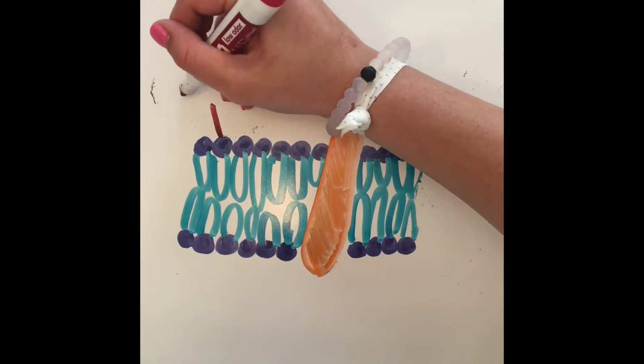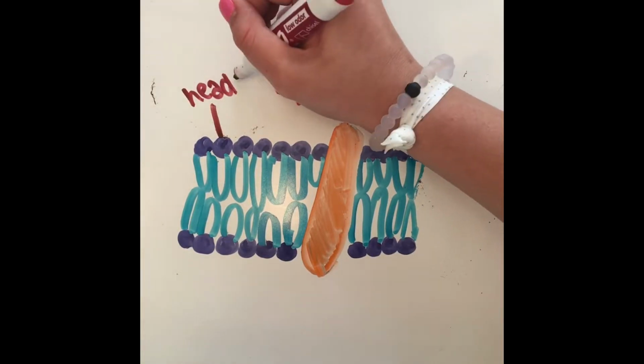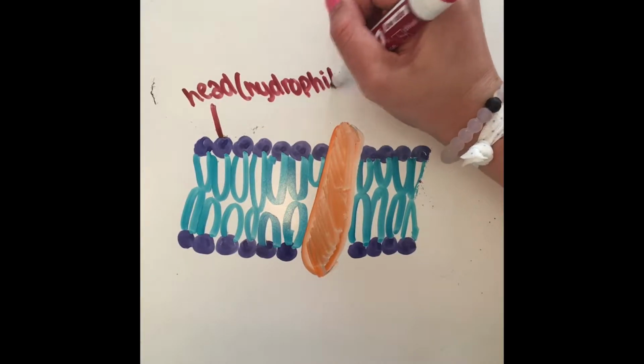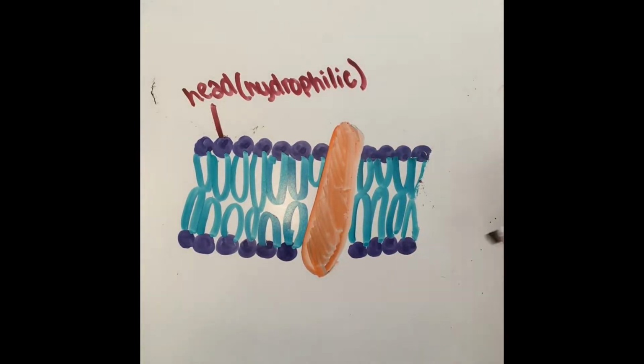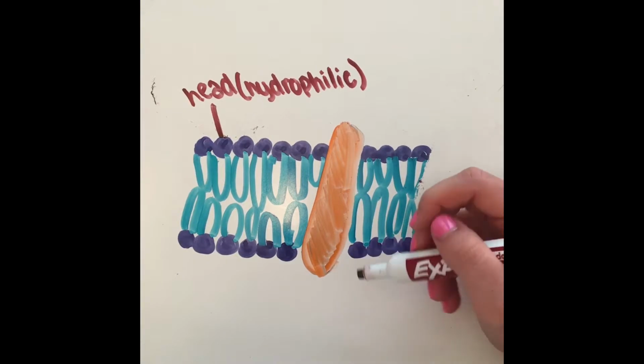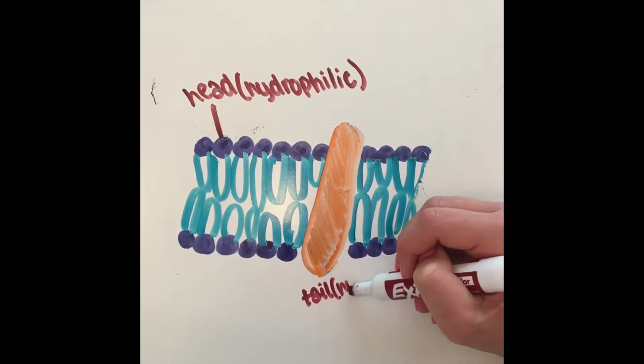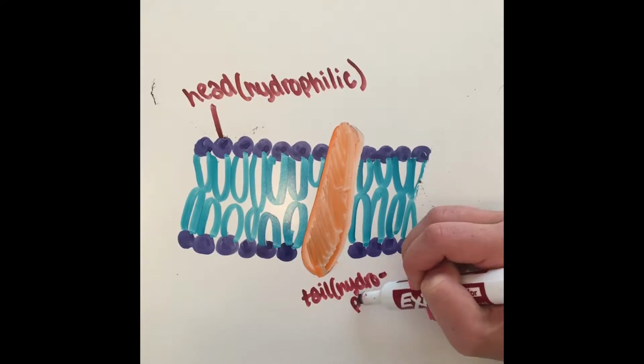The cell membrane is composed of a phospholipid bilayer with heads and tails. The heads are hydrophilic and the tails are hydrophobic. Hydrophilic means that they are water-loving and they face outwards towards the water. The tails are hydrophobic because they are water-fearing.